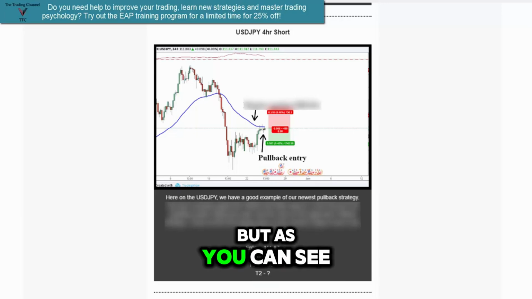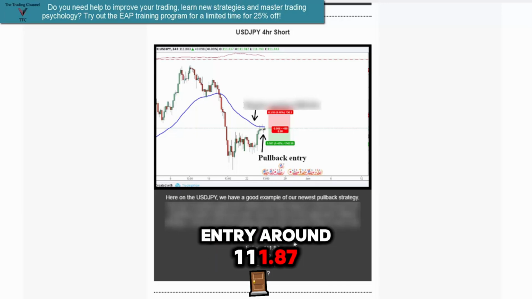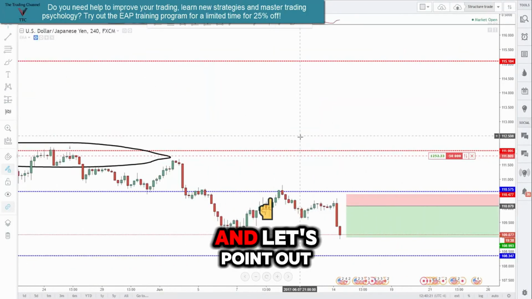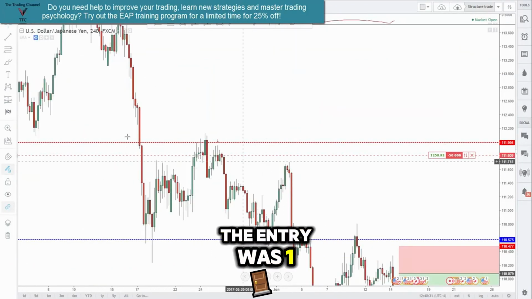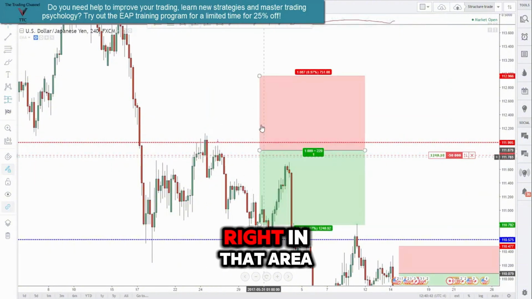But as you can see, we were pointing out this trade with an entry, stop, and target, an entry around 111.87. So let's go back over to the chart. Let's drop down to the 4-hour time frame and point out that entry. The entry was 111.87. So if I grab my short position tool, you'll see our entry right in that area.